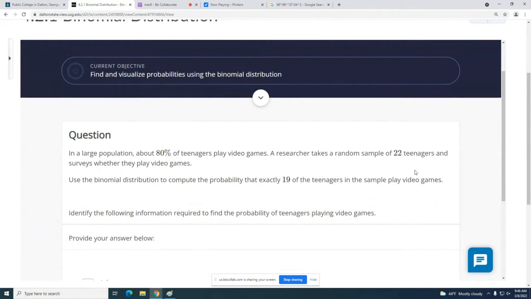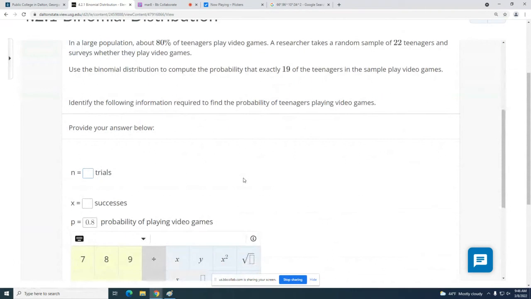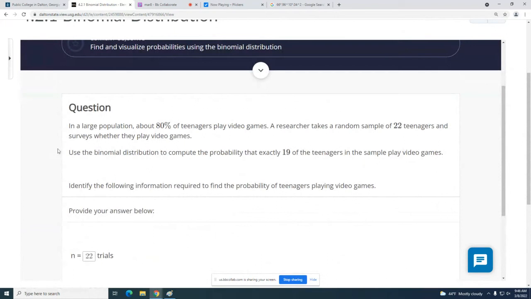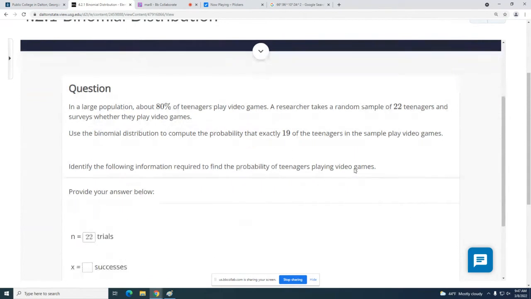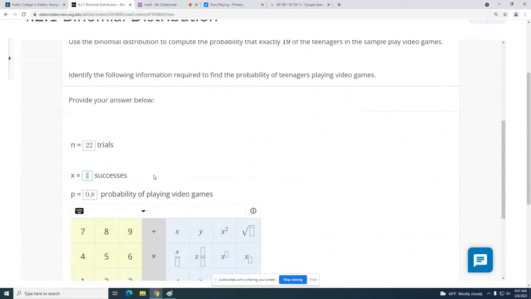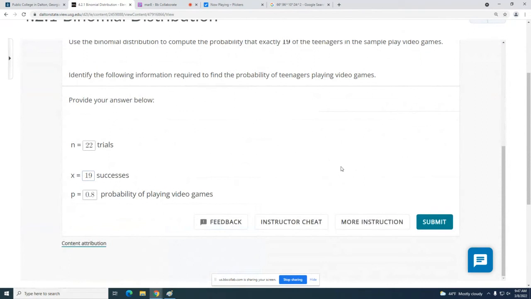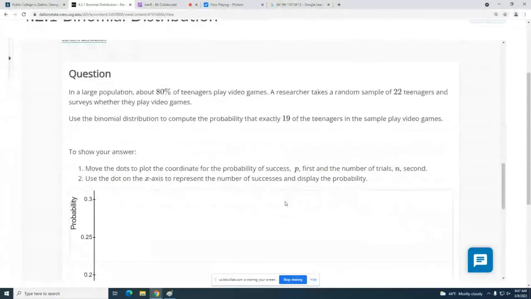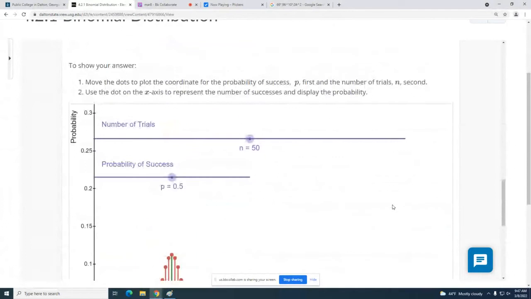A researcher takes a random sample of 22 teenagers. So the number of trials is now 22, the total number of teenagers, and they survey whether they play video games. We want to use the binomial distribution to calculate the probability that exactly 19 of them play video games, so success is 19. So 19 out of 22 play video games. So those are the parameters. And then we submit this, and then we're going to visualize what's going on.